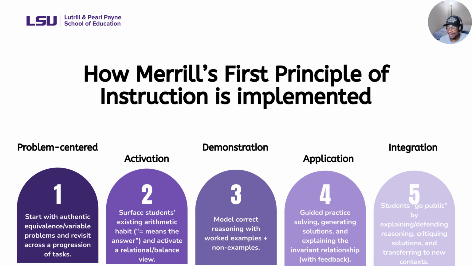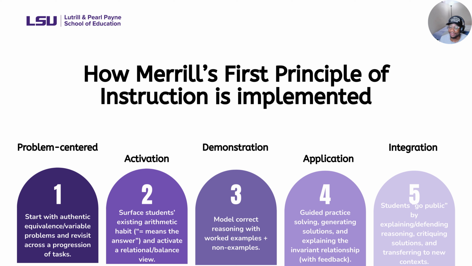And at the activation stage, I will repeatedly surface students' existing arithmetic-based schemes, right? So students do treat the equal sign as an instruction to do something. So I would try to activate their prior knowledge from the early grades, right? The next one is demonstration. This is where, like Merrill said, I'm not going to tell the student, but the student is going to show.